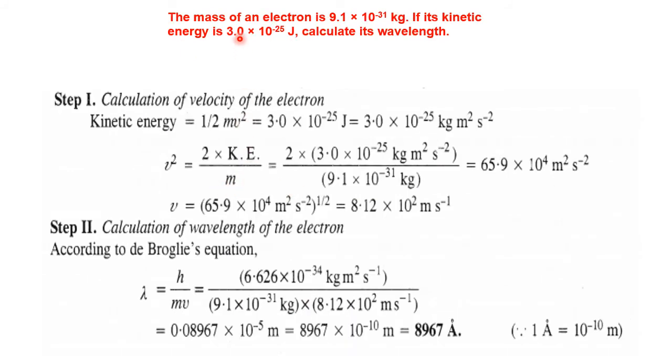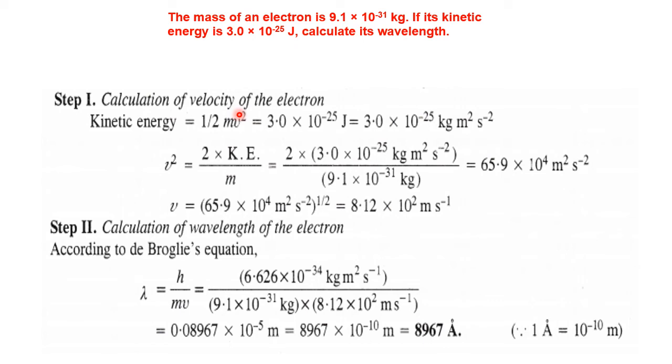Now, the mass of an electron is 9.1 × 10^-31 kg, as we already know from the previous example. If its kinetic energy is this much, calculate the wavelength. So first we'll calculate the velocity using the kinetic energy.